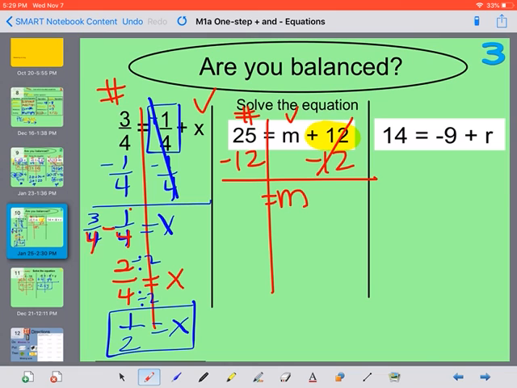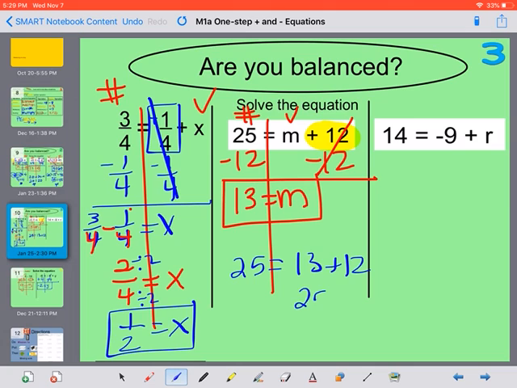And now 5 minus 2 is 3. 2 minus 1 is 1. So we have m equals 13. And again, double check if you want. Does 25 equal 13 plus 12? Well, this gives us 25, so yep, 25 is equal to 25.